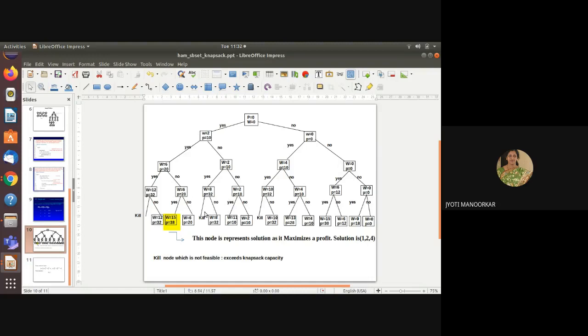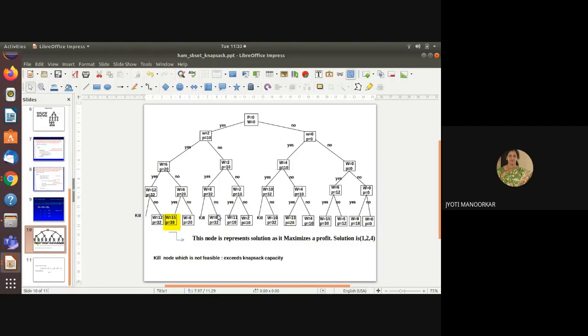Then similarly, for the remaining nodes at this level, explore W is equal to 8 and P is equal to 32. So the left child. What is the current weight? The current weight of the knapsack is 8 and the remaining capacity is 15 minus 8, right? So check whether the fourth element fits in the remaining capacity. No, it doesn't fit, because the current element's weight is greater than the remaining capacity of the knapsack. So kill this node. We are not creating this node.